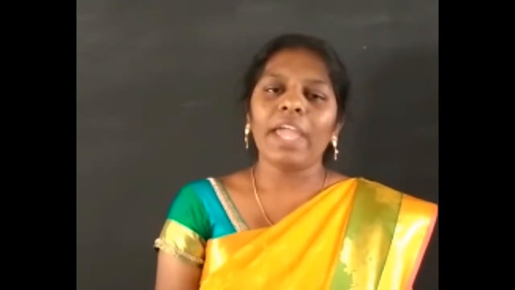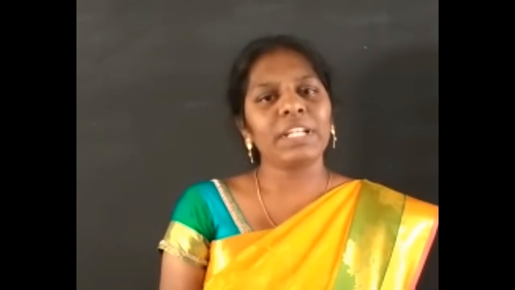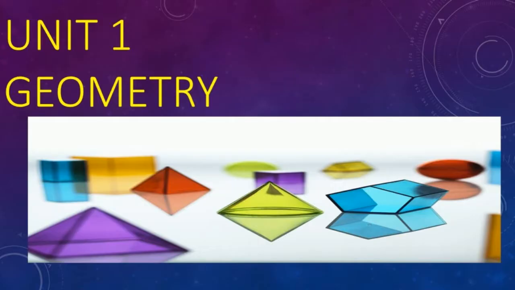Today we are going to see Standard 5th Maths from Term 3. The unit name is Geometry. In this unit we are going to see the area of the square and the perimeter. Come, let us move to the video session.